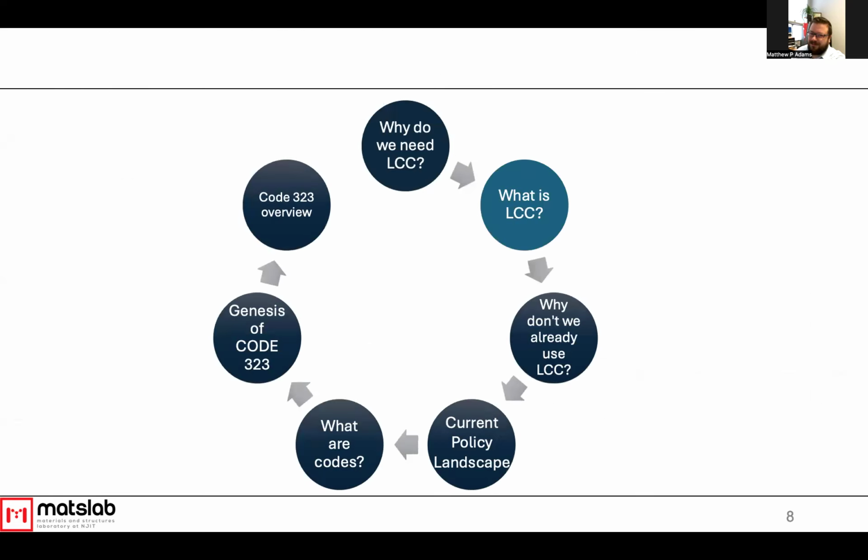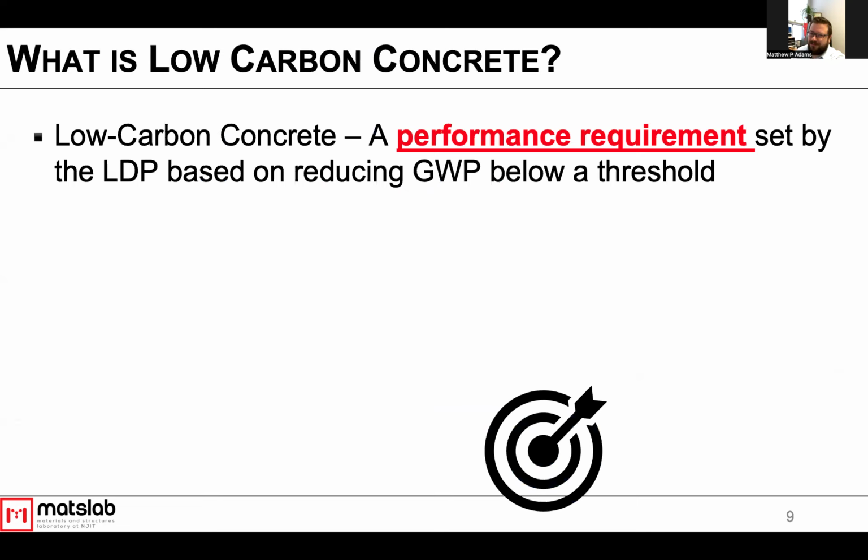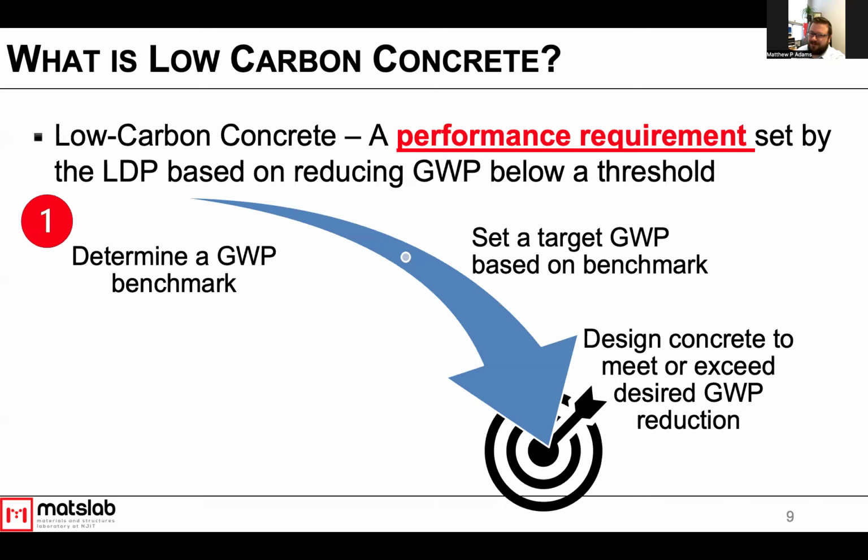So what is low carbon concrete? Low carbon concrete is a performance requirement, right? This is not a specific concrete mixture design. It's a requirement that's set by your LDP that's going to be based on reducing your global warming potential below a certain threshold. So in order to do that, first we need to set a GWP benchmark. I'll get into this a little bit more, but a GWP benchmark is sort of an average global warming potential of all of your concrete in a set region.